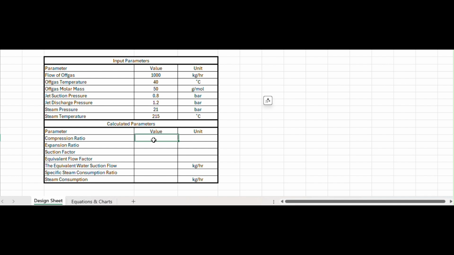So that would be this 1.2 divided by 0.8. Now this one is really important. Why? Because this tells you how many stages of steam jet you need in series, right? Because if your compression ratio is above 5, then it's not recommended to have one stage steam jet. You probably would need at least 2 stages, right?